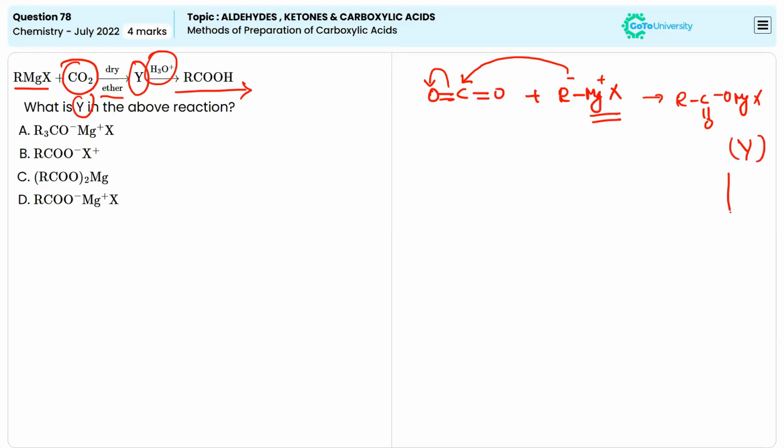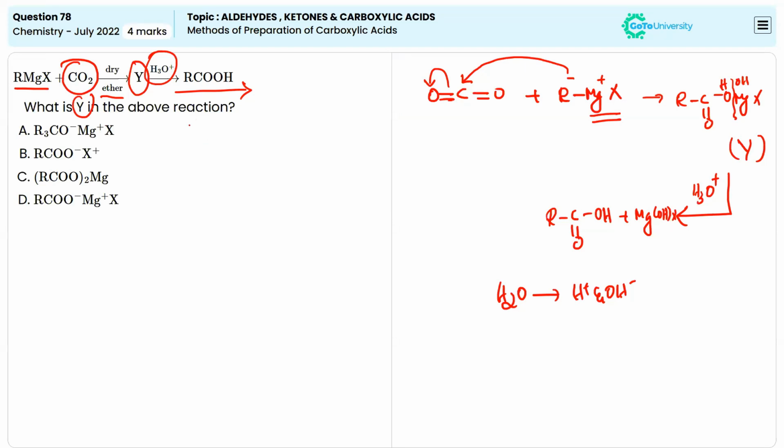Now when this Y reacts with water, meaning when it undergoes acid hydrolysis in the presence of H3O plus, it produces the compound RCOOH, and the side product, that is Mg(OH)X. During the hydrolysis the bond breaking takes place here, and the hydrogen will go here and OH will go here, because water contains H plus and OH minus, right? So the H plus ions will go with the RCOO part and OH will go with the MgX part. So you will get the acid as the final product.